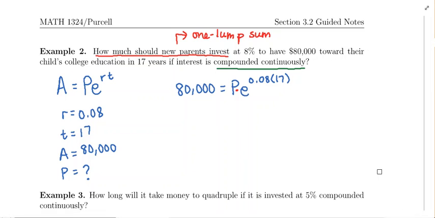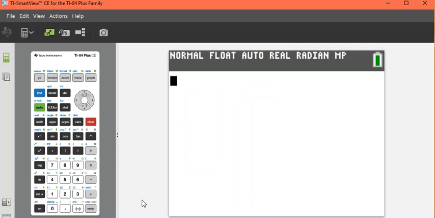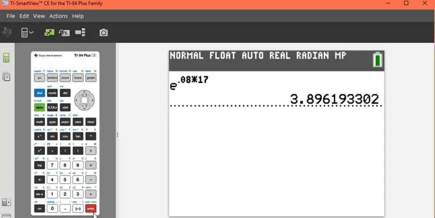If you go to your calculator, we're going to do second natural log to raise e to a power. e is going to be raised to the 0.08, that's r times t, which is 17. And there you go. So that's this number that P is being multiplied by. You've got to carry all of these digits. You cannot round here. Only round the final answer.